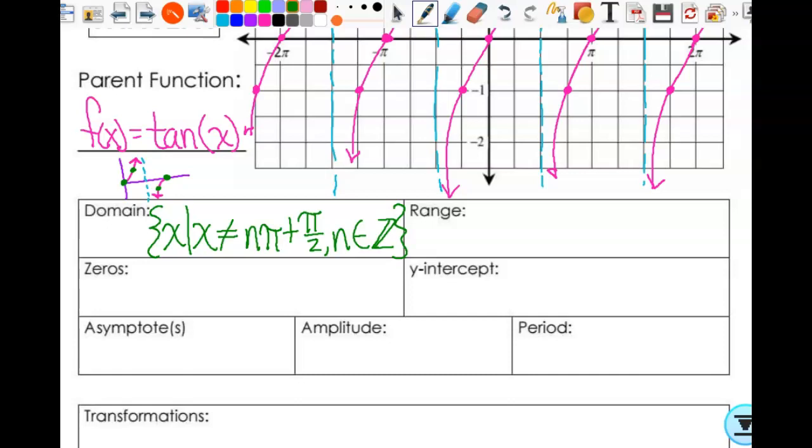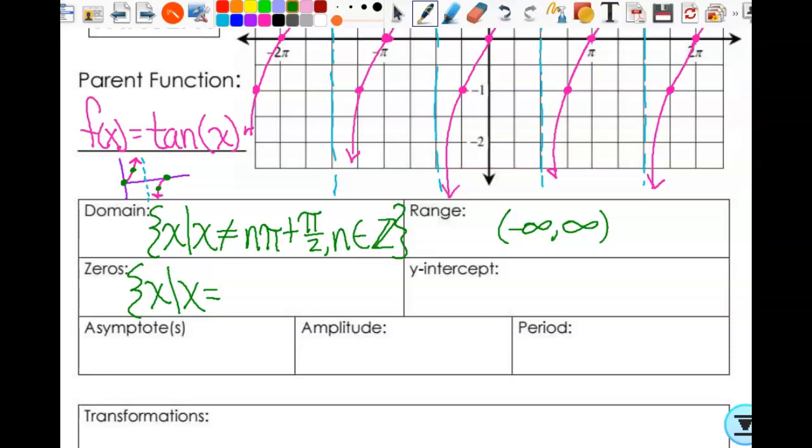Okay. What is the range here? All real numbers, so we got negative infinity to infinity. Zeros, how many zeros do I have? An infinite amount. So just like with sine and cosine, I had an infinite amount of zeros, right? So it's going to have to look something like this. So the set of all x's such that x does equal, okay, so this is what we're eliminating from our domain. Here we're saying this is what it is.